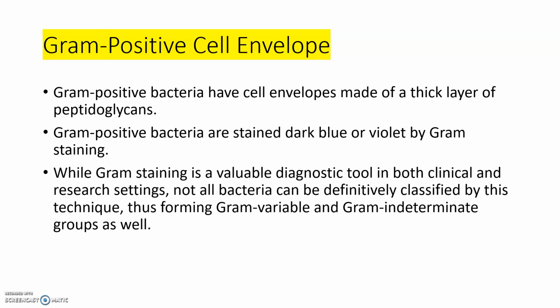The gram-positive bacteria are stained dark blue or violet by gram staining. In the case of the gram-negative, it appears pink in color due to the counterstain color. Here in gram-positive, they appear dark blue or violet in color. Gram staining is a valuable tool in both clinical and research settings.